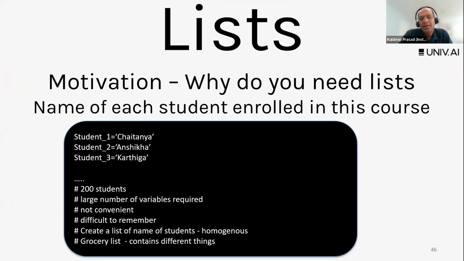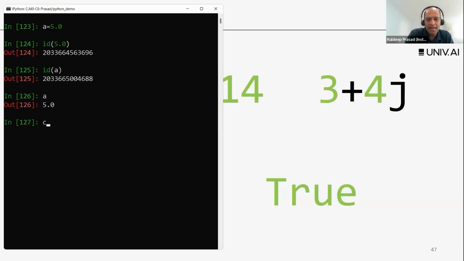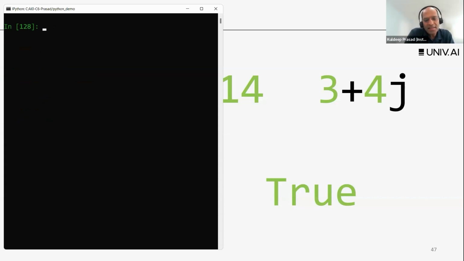Lists is a very important data type. Just like we had data types, like 3 was an integer, 3.14 was a float, 3 plus 4j was a complex, list is a new data type. Okay, and the question is, why do we need lists, right? So let's start.